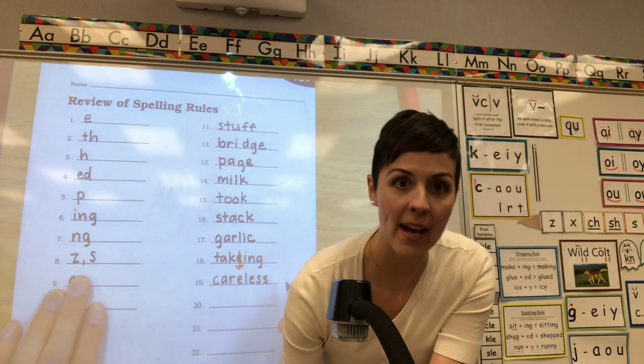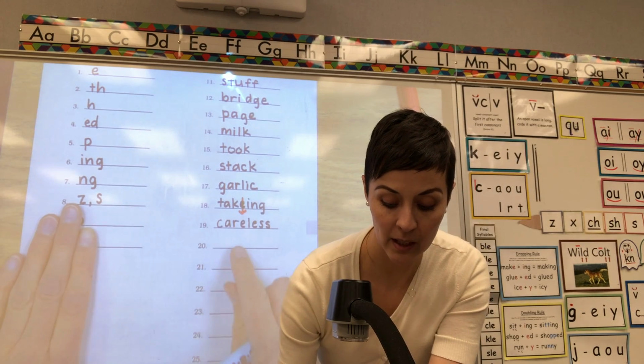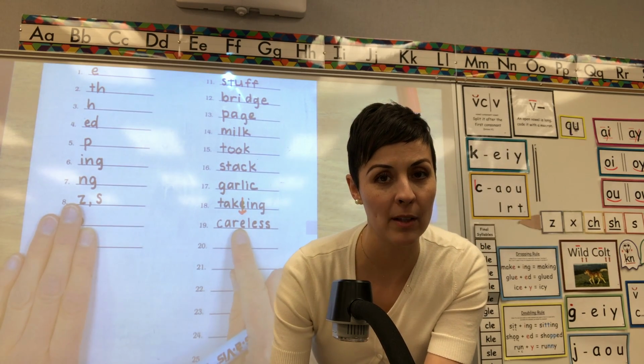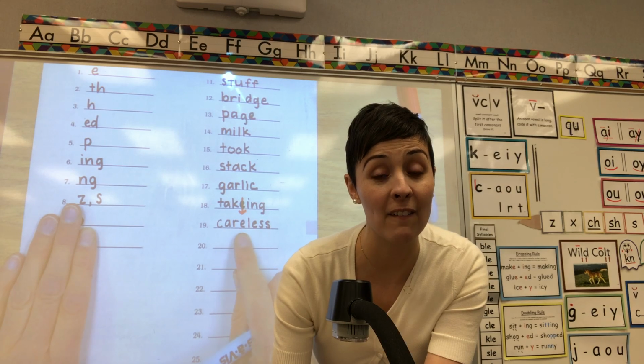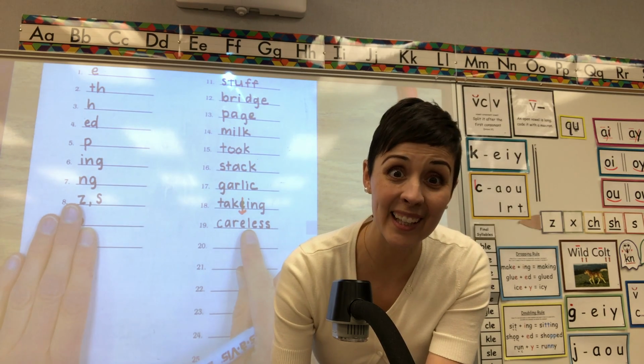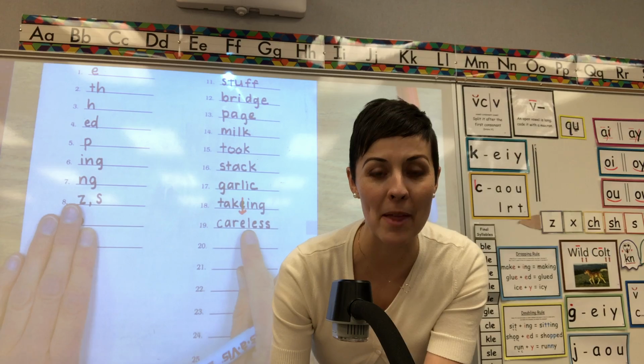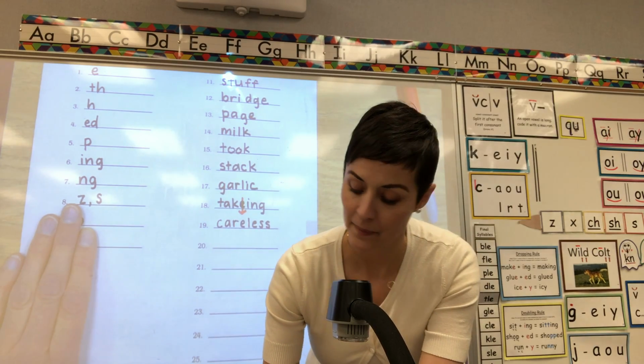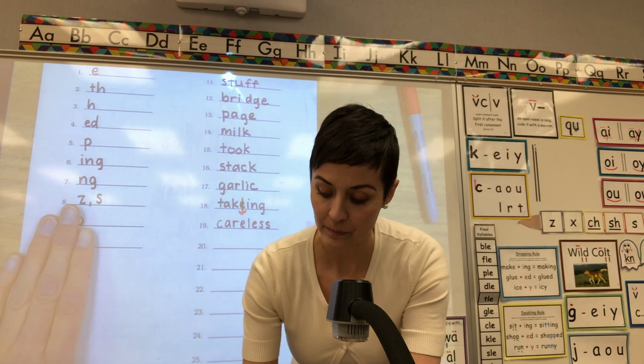C-A-R-E-L-E-S-S. That time I hope you didn't drop the E because, do you remember the rule? If an E comes in front of a vowel suffix, you leave it. You leave it. Remember that? Okay, next one.